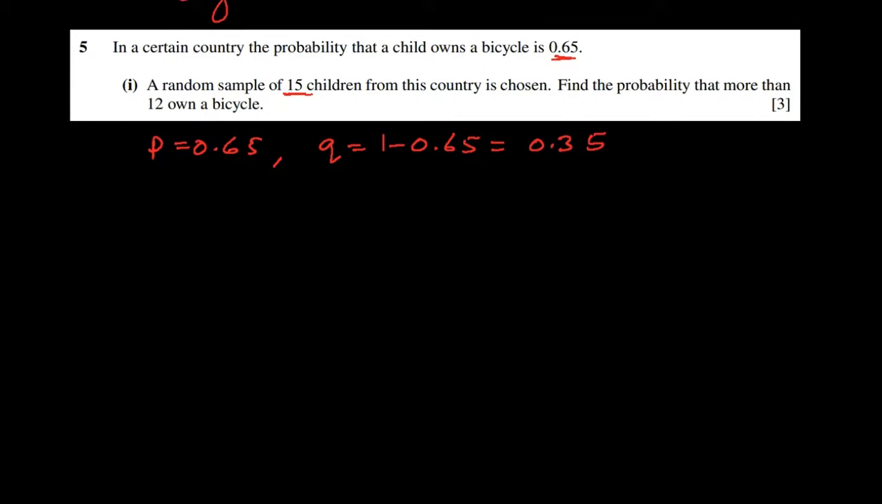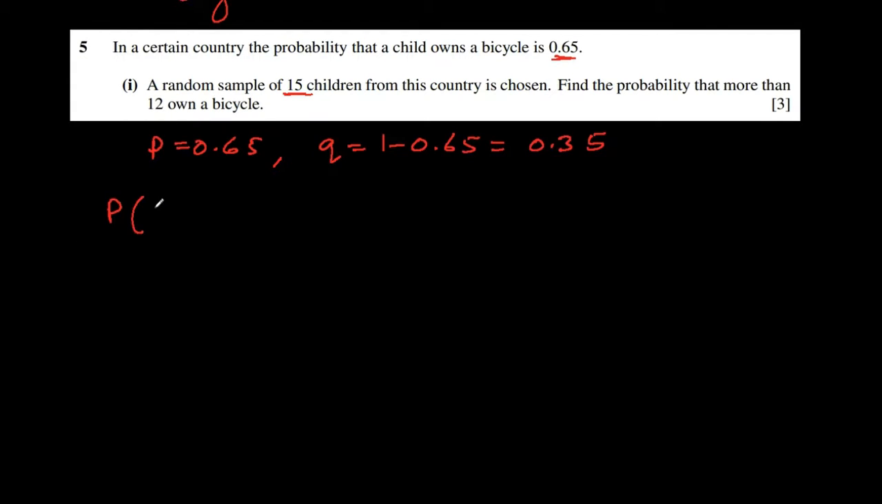All right. So we can see clearly that we have been given a probability of success, that a child owns a bicycle. So the probability of success p is 0.65. That means failure will be 1 minus 0.65, which is 0.35. Every child is independent, so every event is independent. The probability remains constant throughout, and we have a fixed number of selections, 15. So all 4 conditions for using the binomial probability distribution are there. So we can use the binomial distribution clearly.